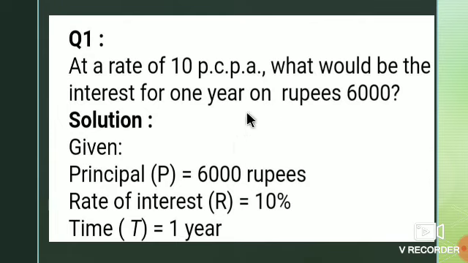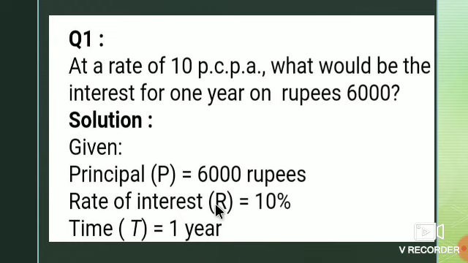Here what is given? On rupees 6000. So this is the fixed principal. So principal is equal to 6000. What is the rate of interest? 10 PCPA means 10%. Always you have to express the interest in the form of a percentage. So use the symbol of percentage here. And what would be the interest for 1 year? So the time period is 1 year.